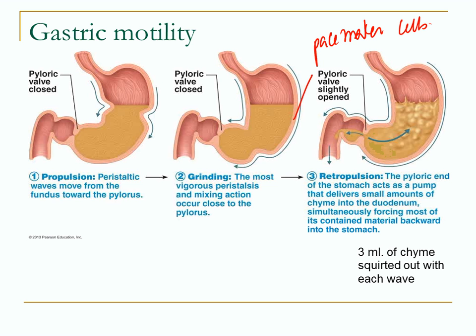And that's how they make sure that only 3 ml gets squirted out with passage into the duodenum, so that the duodenum is not flooded with a lot of acidic medium, incapable of handling it, and then you'll end up getting duodenal ulcers.